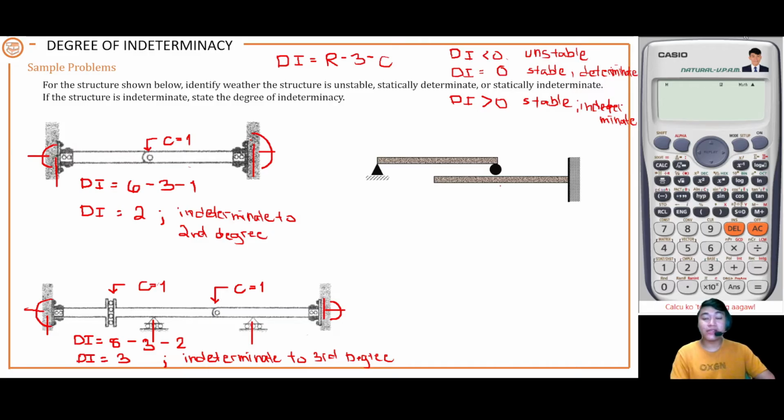Okay. Next, for this problem, let's identify the degree of indeterminacy. Let's count the number of reactions. For this hinge, we have 2 reactions. And then for this fixed support, we have 3 reactions, horizontal, vertical, and a moment. So the number of reactions is 5.